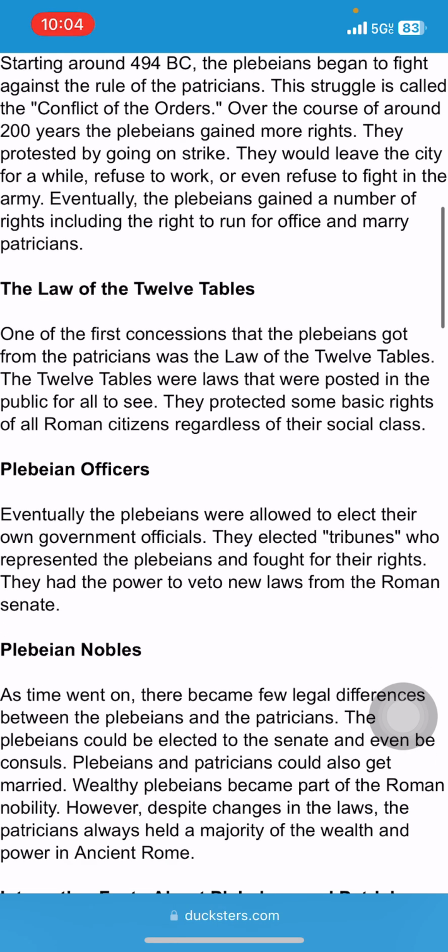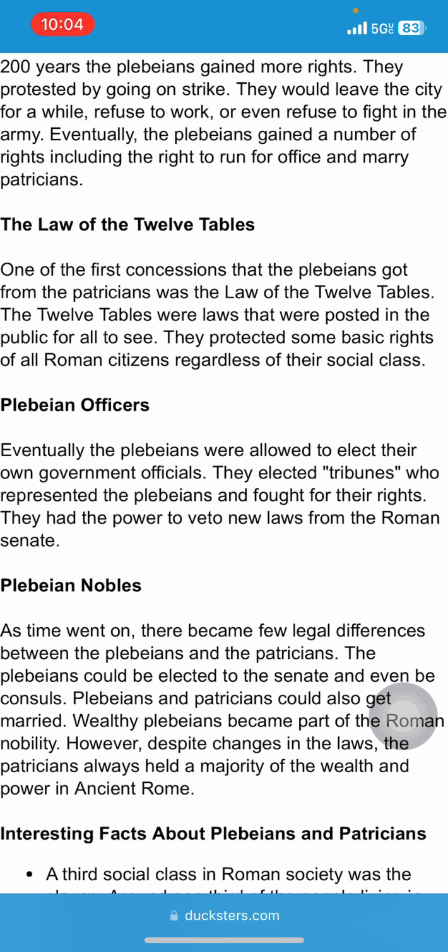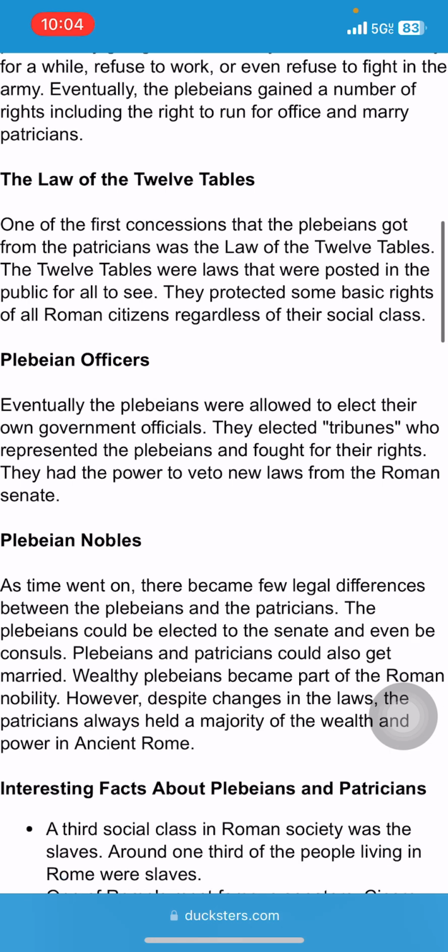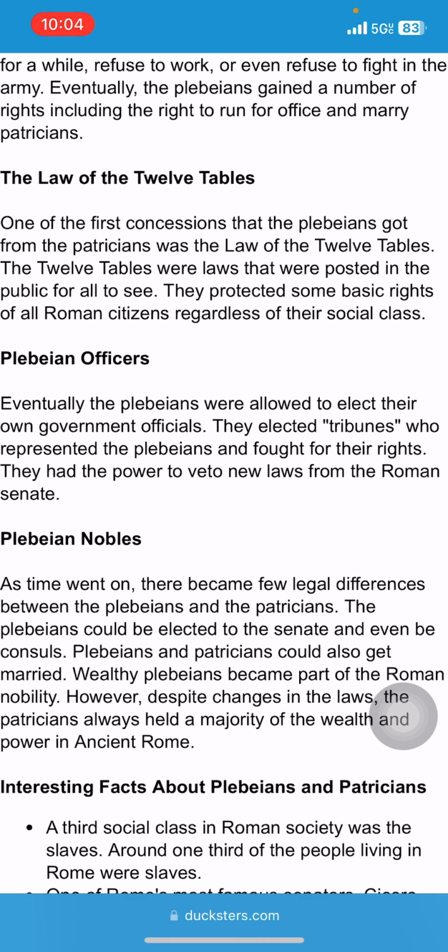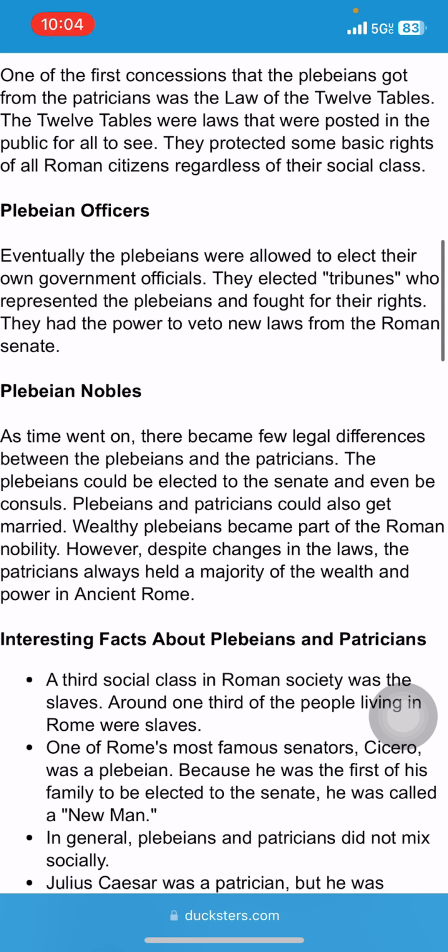The Law of the 12 Tables. It says one of the first concessions that the plebeians got from the patricians was the Law of the 12 Tables. The 12 Tables were laws that were posted in public for all to see. They protected some basic rights of all Roman citizens, regardless of their social class.